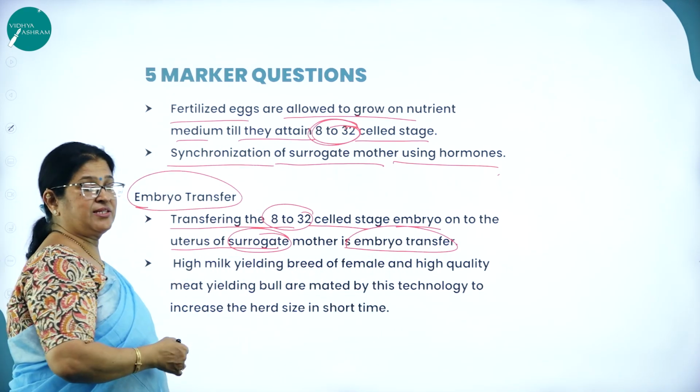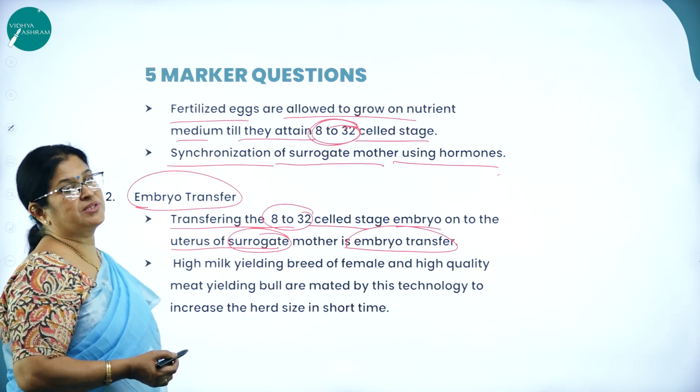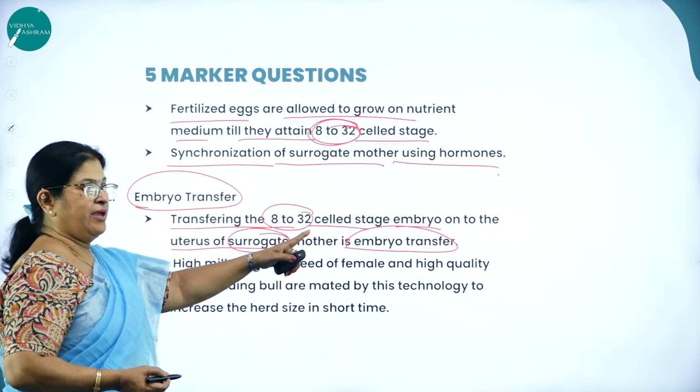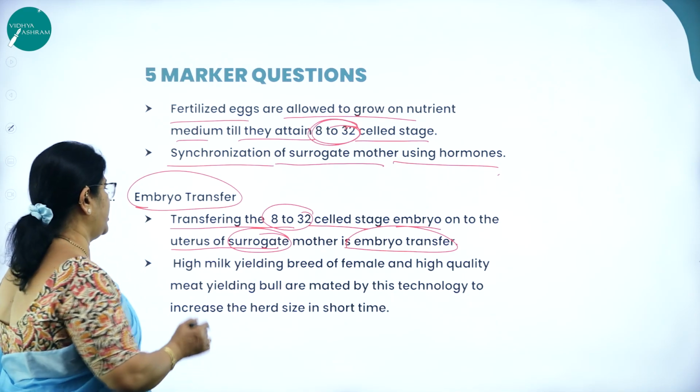Right? So that's the reason why this technique is called MOET: multiple ovulation, and thereon comes the embryo transfer. So transferring the 8 to 32 cell stage embryo onto the uterus of the surrogate mother is called embryo transfer.